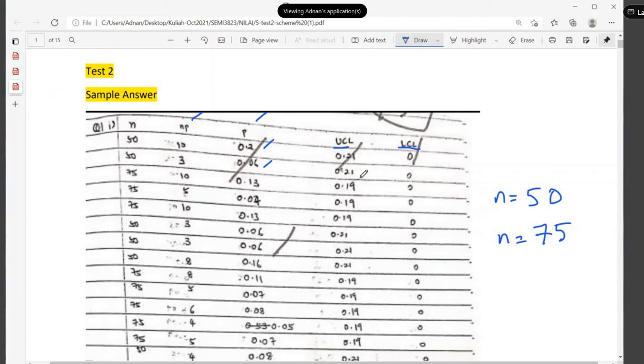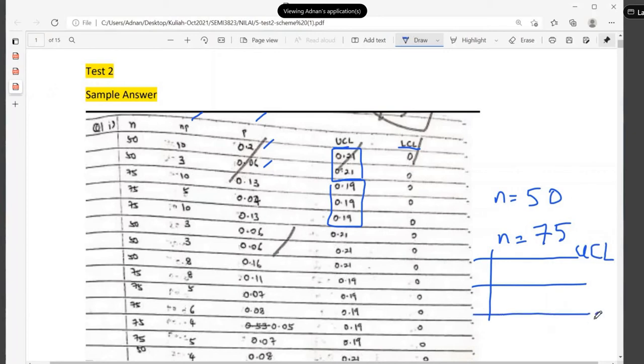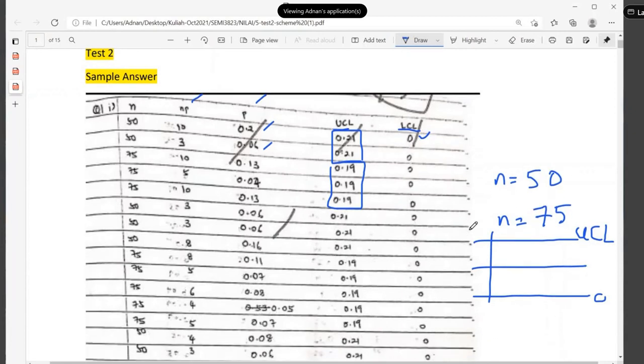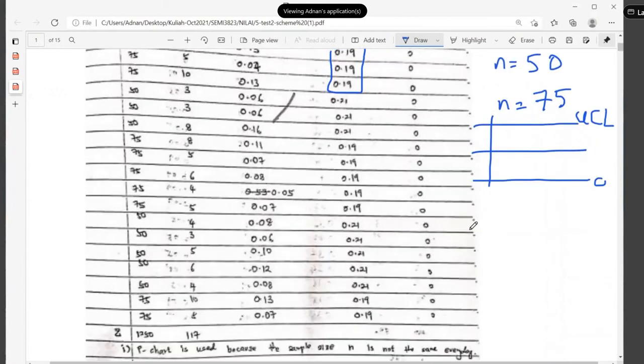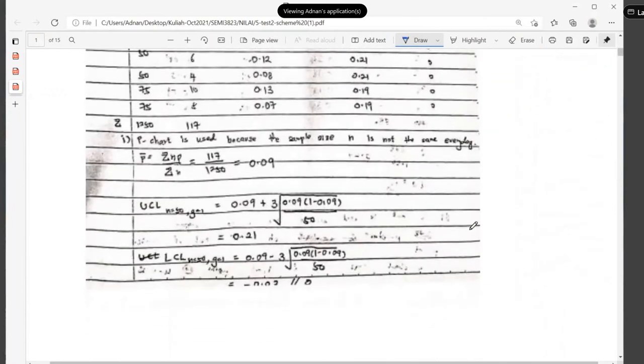If you see here, if n is 50, this is the control limit. If n is 75, this is the upper control limit. So in the chart, you calculate the upper control limit. The lower control limit for this chart is not significant, because it is negative, so we just make it 0. Then you prepare the P chart. The P chart is the ratio.